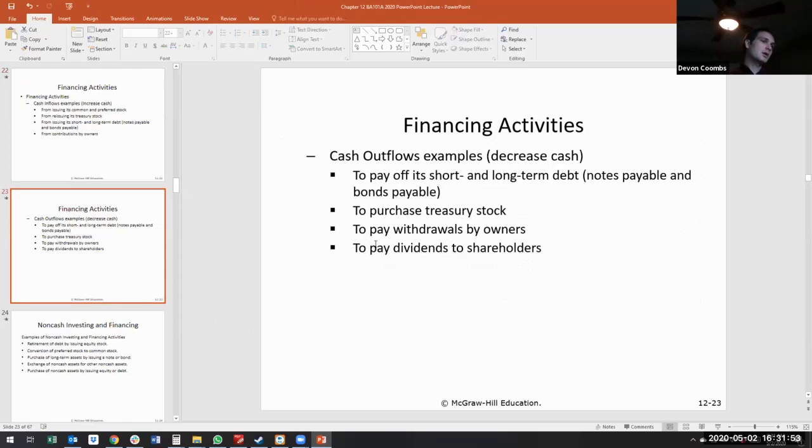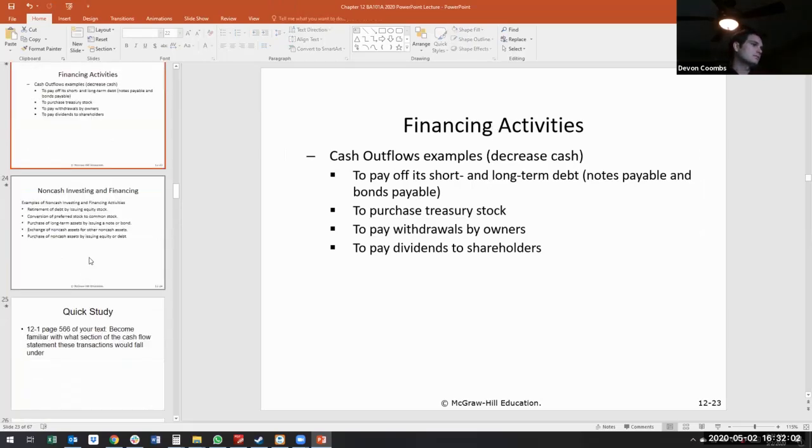Outflows, we're going to be talking about the main thing: paying dividends, paying withdrawals to the owners, purchasing stock, or paying off debt. All parts of financing.